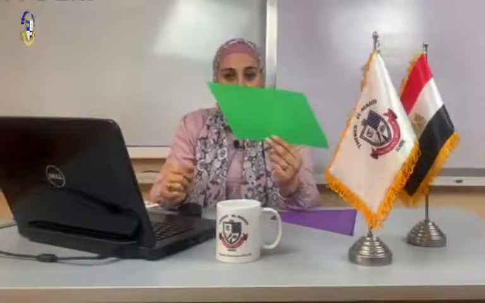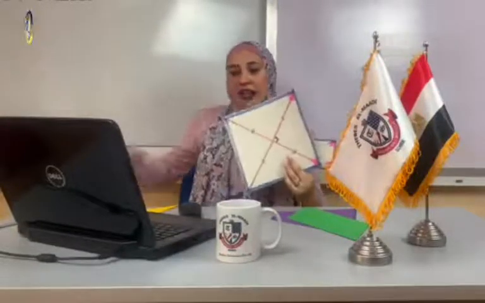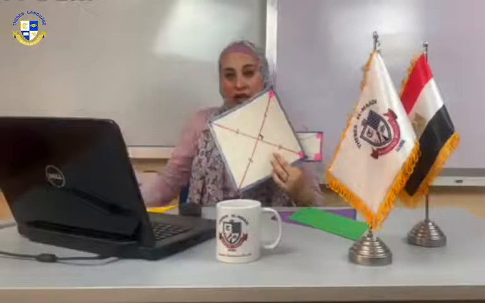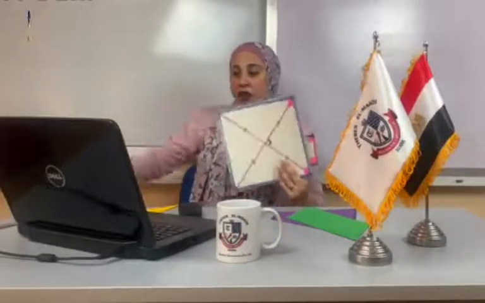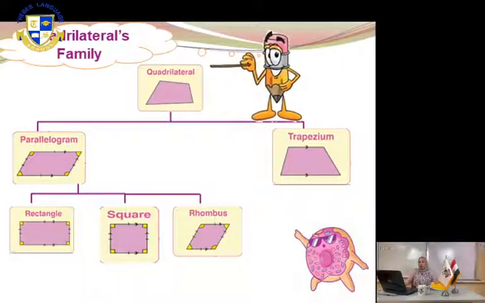This year, we will talk about the parallelogram family. The parallelogram has the rectangle, the square, and the rhombus. So the parallelogram has 3 sons: rectangle, square, and rhombus. We will talk about each of them. We will start with the parallelogram.